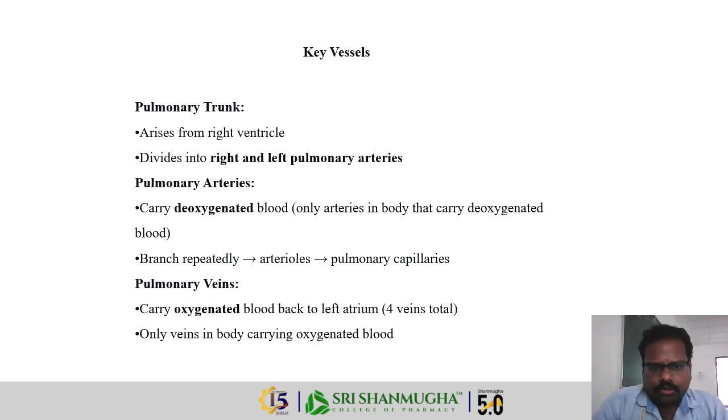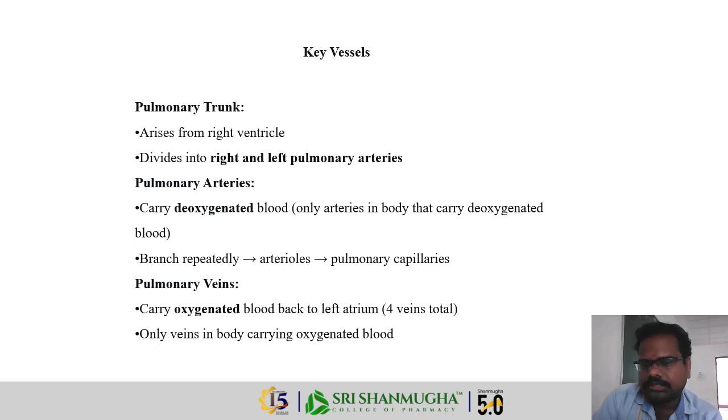The pulmonary arteries carry deoxygenated blood. They are the only arteries in the body that carry deoxygenated blood. This is the key point you have to remember, because all other arteries carry oxygenated blood, but only the pulmonary arteries going into the lungs carry deoxygenated blood. Then they go into branches. The branches repeatedly divide into arterioles and pulmonary capillaries. Once the blood reaches the lungs, the exchange happens.